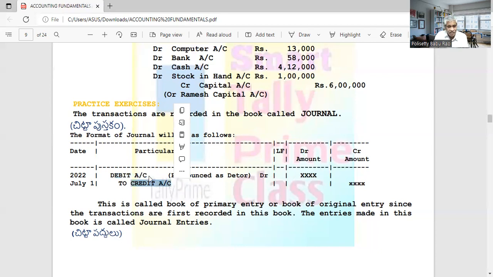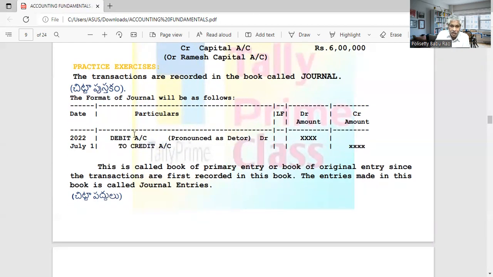So we write 'To' and then the name of the credit account. For example, cash account is debited when we purchase goods, which we write on purchases, and when we sell goods, we write on sales on the credit side. So: cash account debtor, so and so amount, to sales account, and we write the credit account amount in the credit column. So these two will be written in different columns.